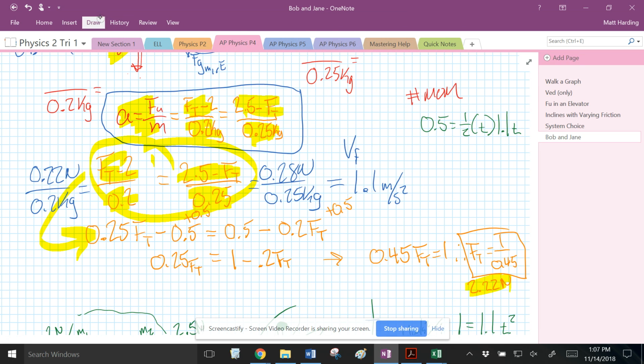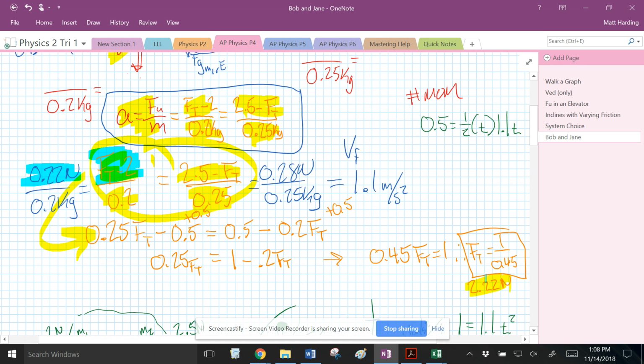Well, that's where I went back up in here and punched in some math. Let's get a different highlighter color. Now I take this tension of 2.22 and I plug it in for that. So I have 2.22 minus 2. Somebody check my math, but I think that shakes out to be 0.22 newtons.